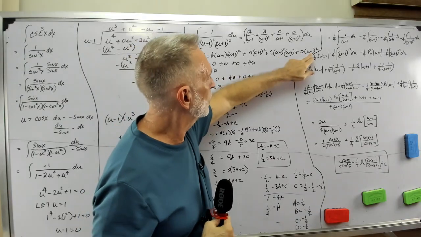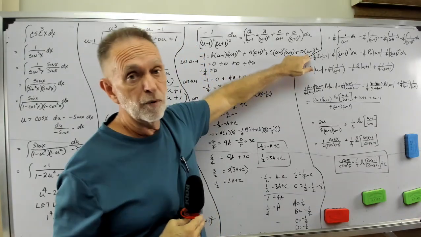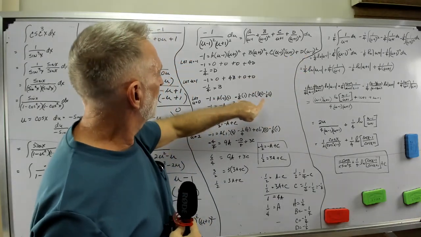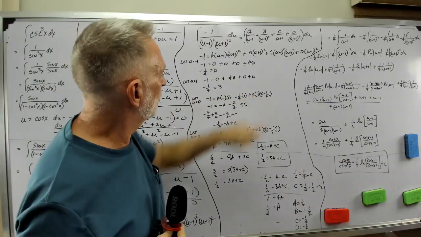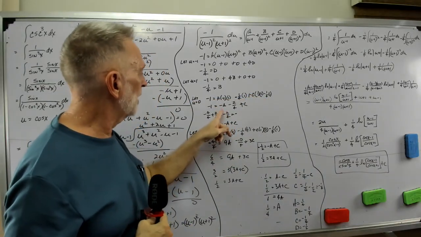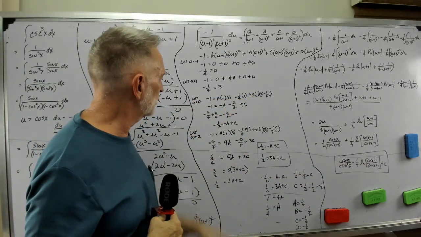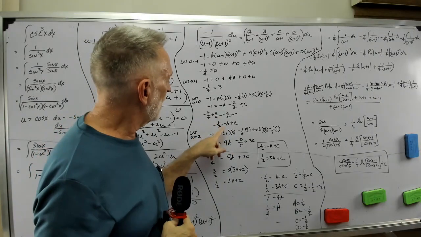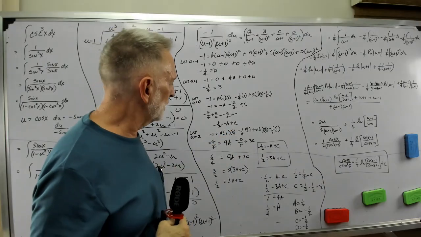0 minus 1 is negative 1. Negative 1 squared is 1, so that's just a negative 1/4. So I have a negative 1/4 and a negative 1/4. That's negative 2/4. So minus a minus 2/4 plus c. I manipulate that around. I end up with minus 1/2 equals minus a plus c.